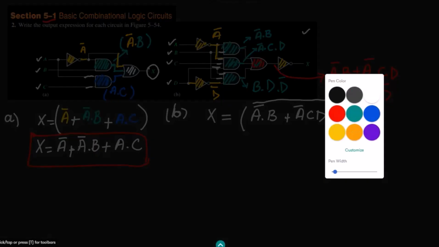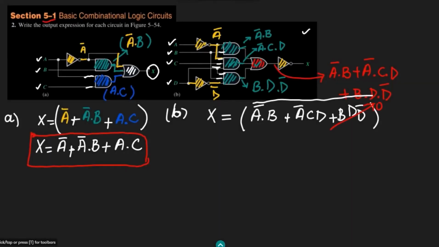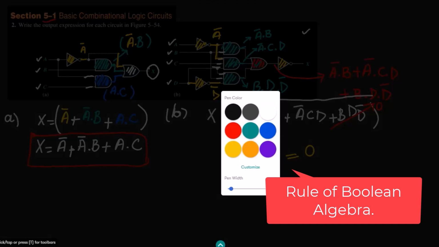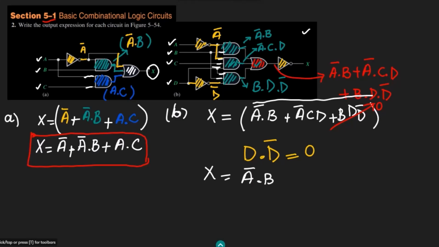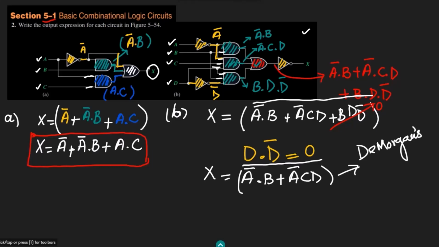Here we can very easily see that this term is now 0. Why is it 0? Because D dot D complement is always equal to 0. So removing it from here, I will get A complement dot B plus A complement CD. So this is basically the output of this gate. We can also simplify it by using DeMorgan's law, but I am leaving this as it is here. So that's it for today.